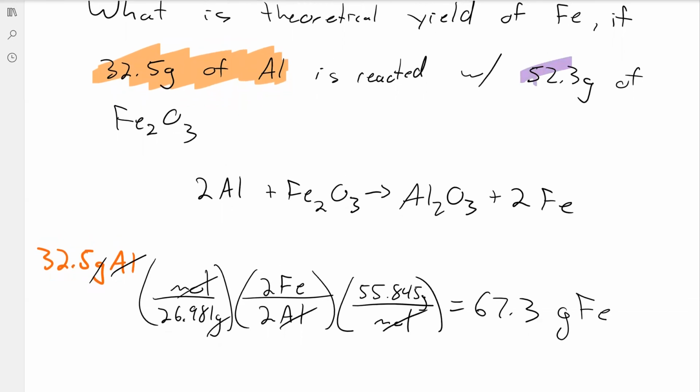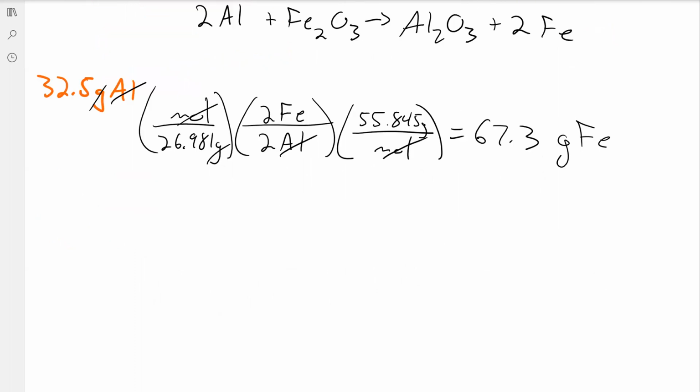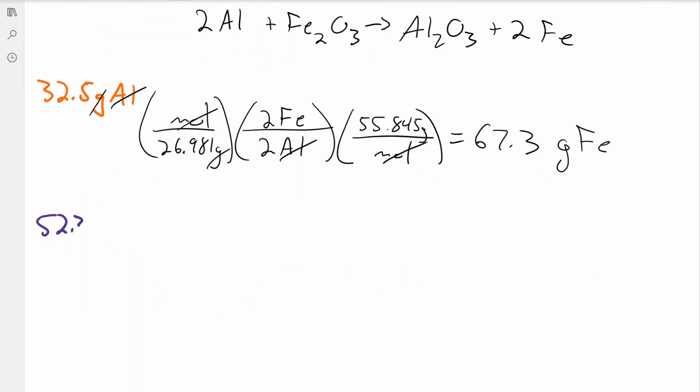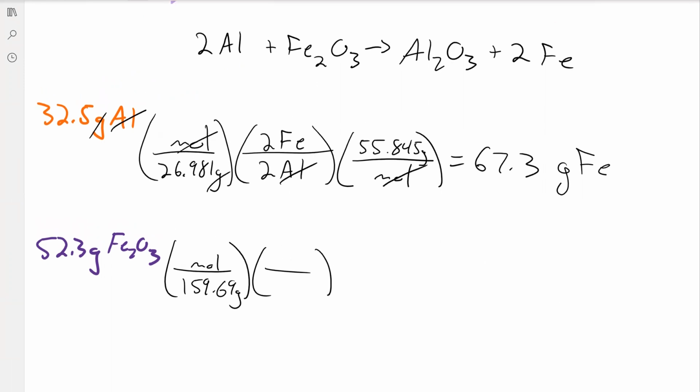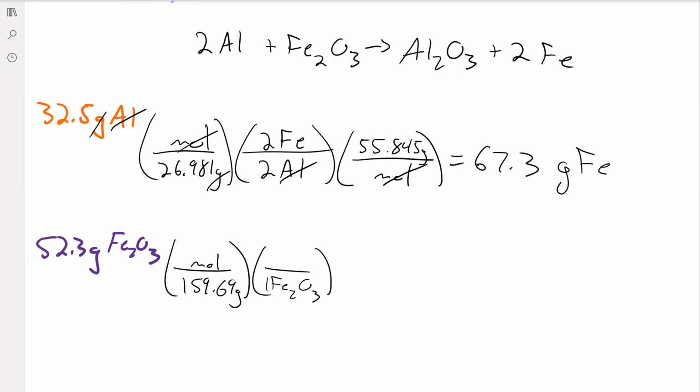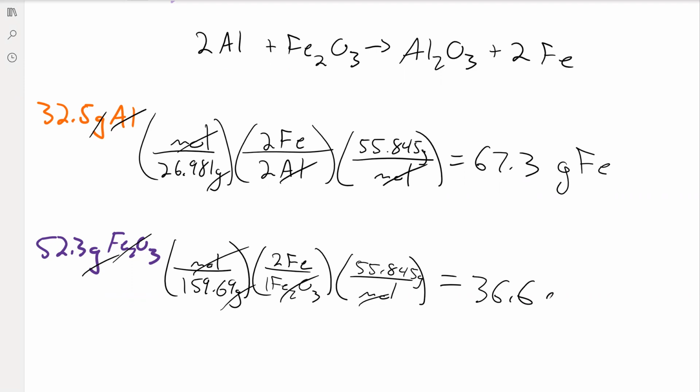So there's the first component, and then we just repeat the same thing with the iron oxide now. So we start off with 52.3 grams of iron oxide. And then we take a look at the molar mass of iron oxide, which according to Google is 159.69 grams per mole. Then we want to use our mole-to-mole relationship from our balanced chemical equation, and that tells us for every 1 iron oxide, we get 2 irons. After that, we can use the molar mass of iron. Right, all of this stuff gets canceled out. And then we plug this into a calculator, and I get 36.6 grams of iron.